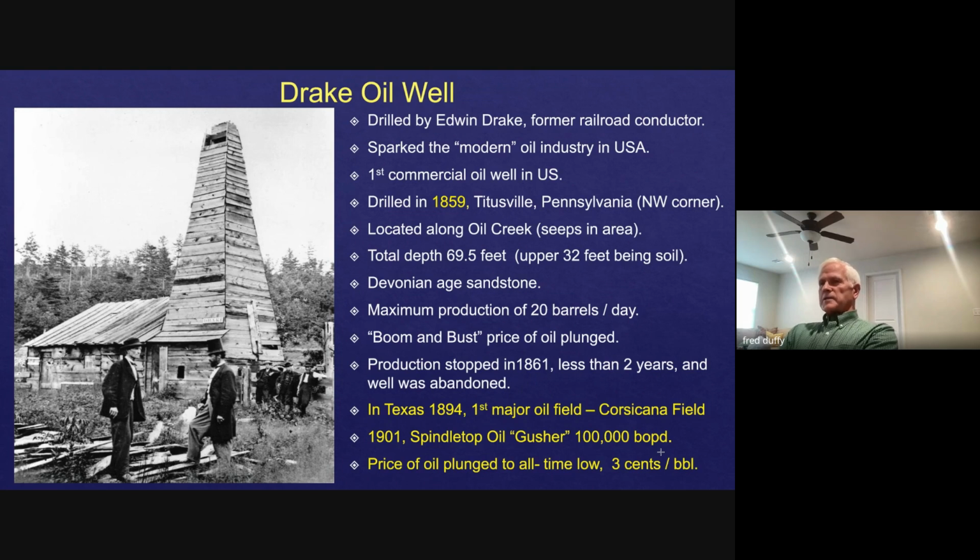It was drilled in 1859 in Titusville, Pennsylvania. It's located along Oil Creek. There were seeps in the area, and it's probably not a bad idea to drill a well in an area like that to discover oil. The well only had a total depth of less than 70 feet, and the upper 32 feet was soil, Devonian age sandstones. The maximum production was 20 barrels per day.